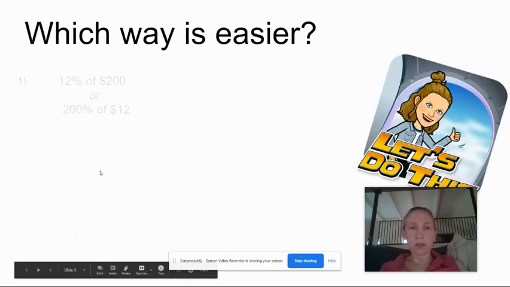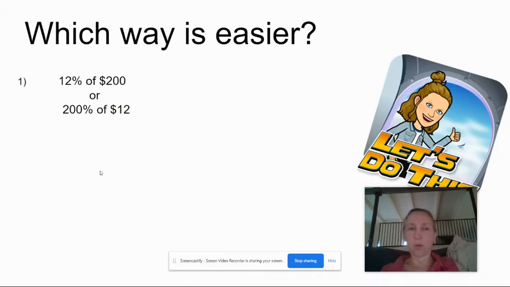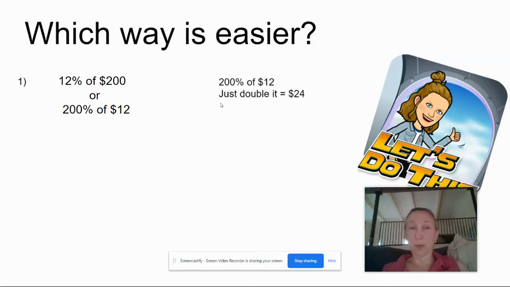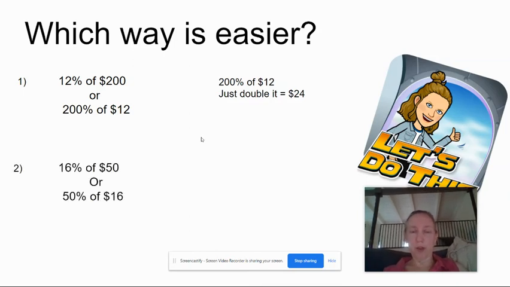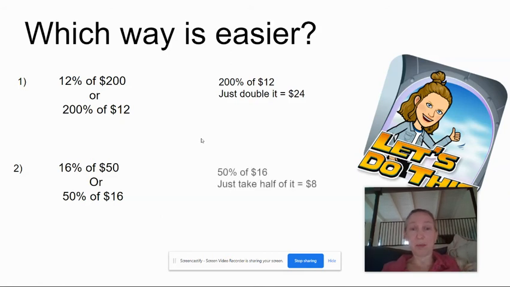So now I'm going to ask you to look at a question and decide which way you would rather do. Would you rather go 12% of 200 or 200% of 12? Think about that for a second. Did you pick 200% because you just double the number? That's what I picked. Try this one. Which would you rather do, 16% or 50%? I know what I'm picking. I'm picking 50%. I'm just going to take half of 16 and I'm going to get 8.